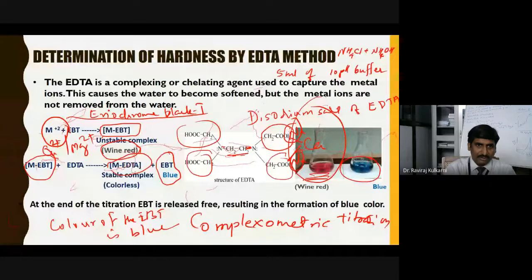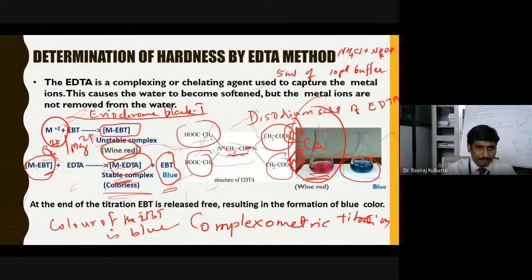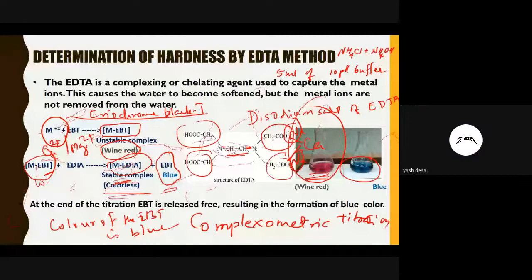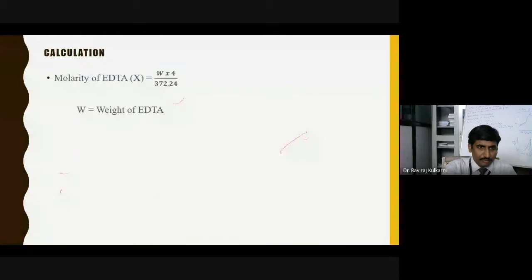EDTA is a powerful ligand. EDTA replaces Eriochrome Black T and forms a stable complex with metal ions, and it is a colorless complex. What is the color of the complex? It is colorless. Eriochrome Black T set free is blue in color. And what is the color of the metal-EBT complex? Wine red. Okay, what is the endpoint you observe here?